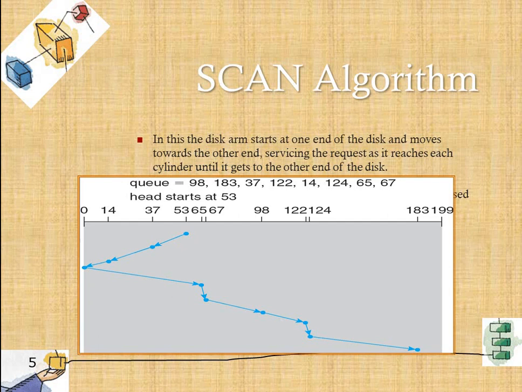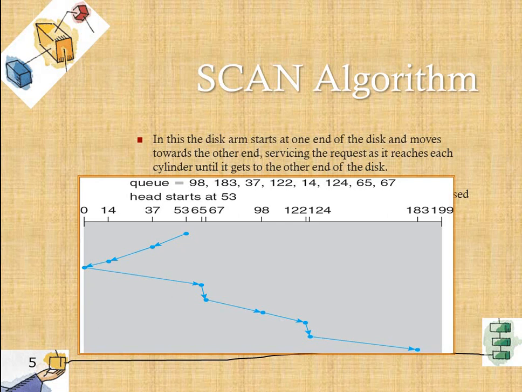Scan algorithm is also known as the elevator algorithm because it operates much the way an elevator works. That is, how the elevator or the lift works in one direction, and then moves to the next direction, the same way the scan algorithm works. So let us try to understand the same with the help of an example.